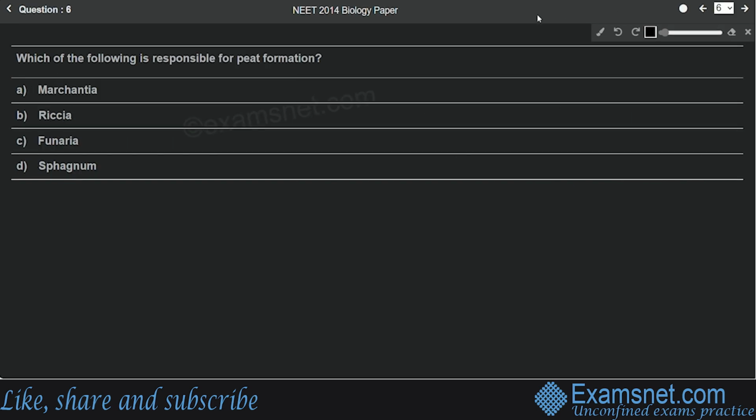Now question number 6 is again from the chapter Plant Kingdom, and the question is, which of the following is responsible for peat formation? Options are Marchantia, Riccia, Funaria and Sphagnum. So it's very simple. The correct answer is Sphagnum. Sphagnum is an example of moss and it provides peat that has long been used as fuel. So the correct answer will be option number D.